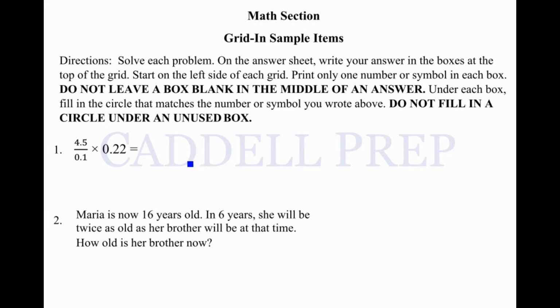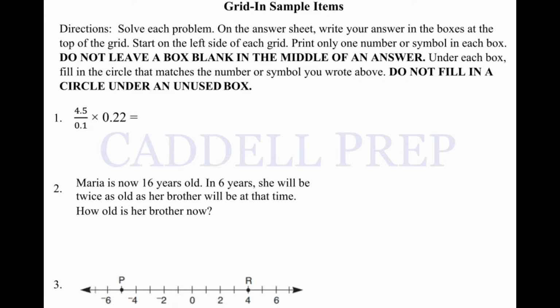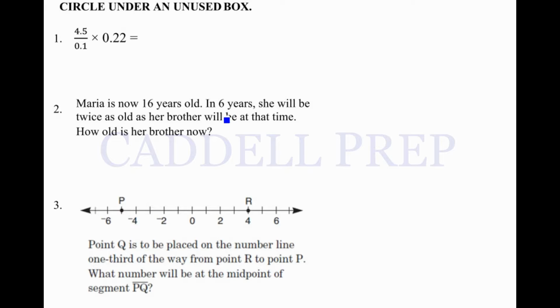Let's look at the grid-in sample questions for the SAT. So solve each problem. On the answer sheet, write your answer in the boxes at the top of the grid. Start on the left side of each grid. Print only one number or symbol in each box. Do not leave a box blank in the middle of an answer. Under each box, fill in a circle that matches the number or symbol you wrote above. Do not fill in a circle under an unused box. So you see questions similar to the ones in the multiple choice section, except here we have to actually find the answer ourselves and then fill it in.